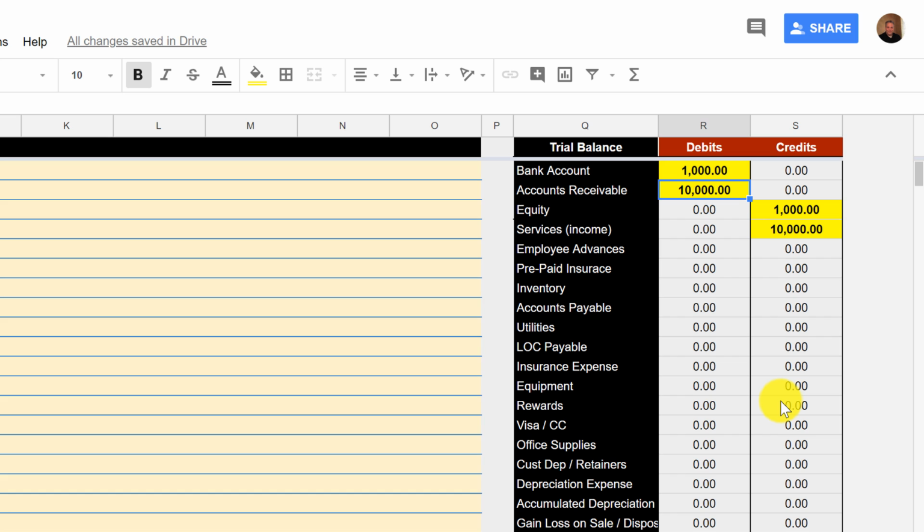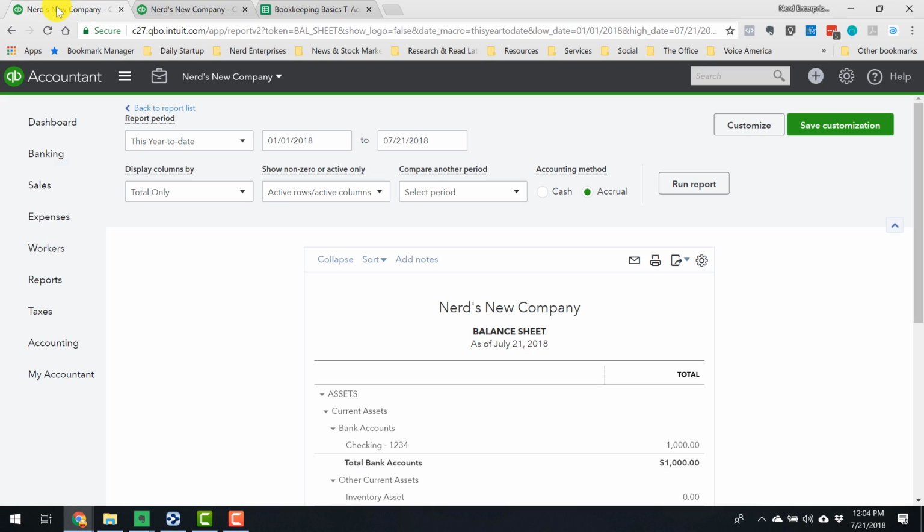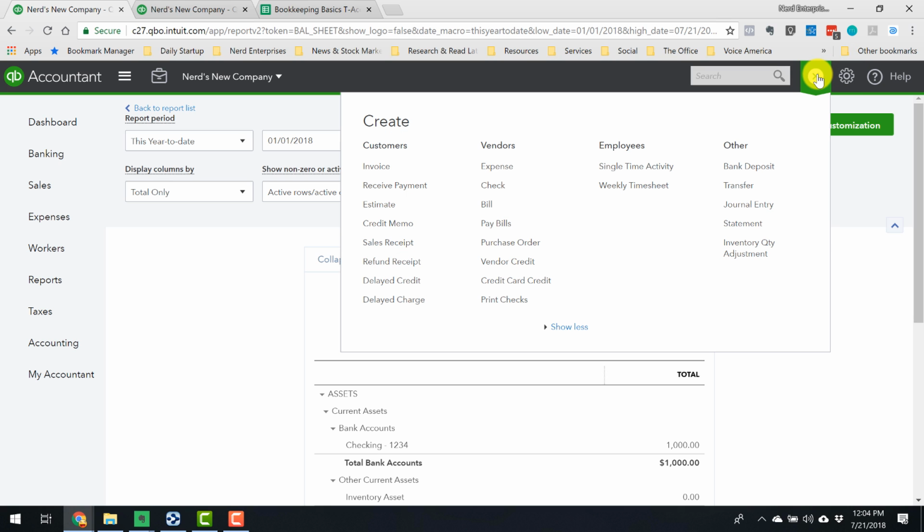Right, and here we go. Accounts receivable is lit up for 10,000. Income is lit up for 10,000 there. So we know we're in balance. Now let's go record this in QuickBooks Online. So let's go back over here to my balance sheet. I'm going to create a new invoice.